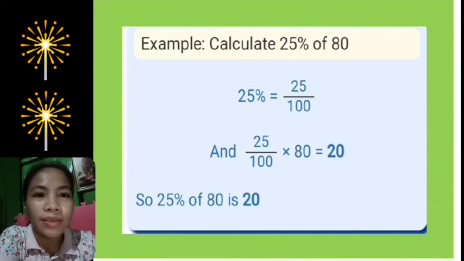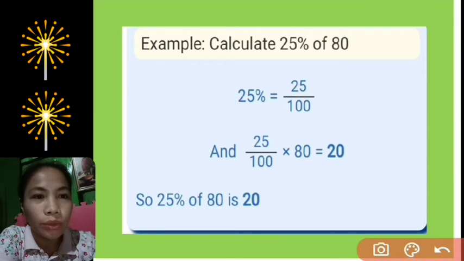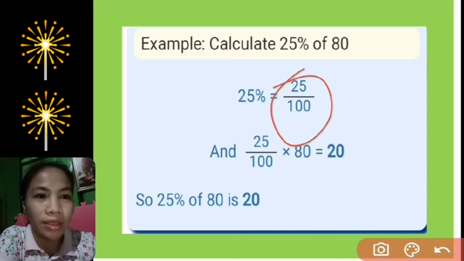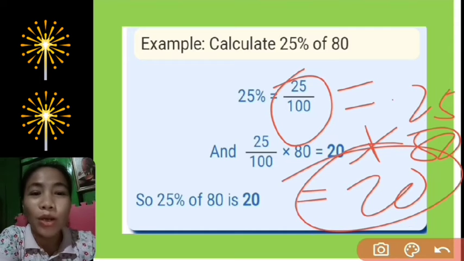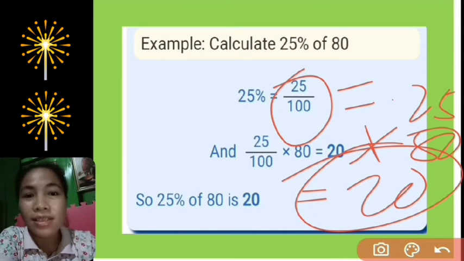Next, calculate 25% of 80. Let's do this example. It is already written here: 25 over 100, 25 divided by 100 is equal to 0.25. Therefore, 0.25 times 80 is equal to 20. So 25% of 80 is 20.